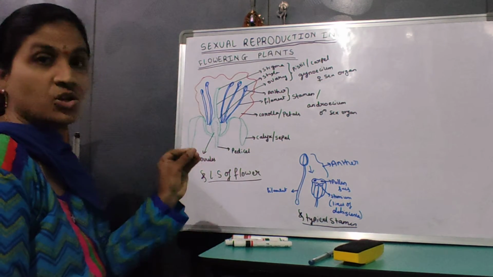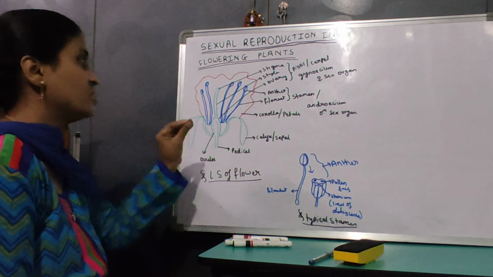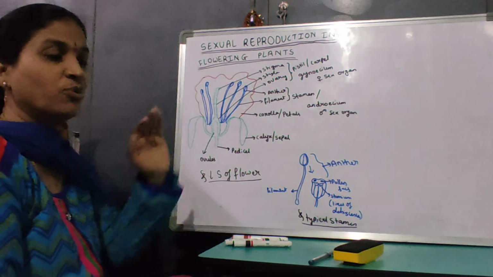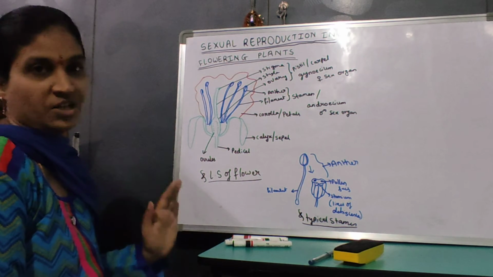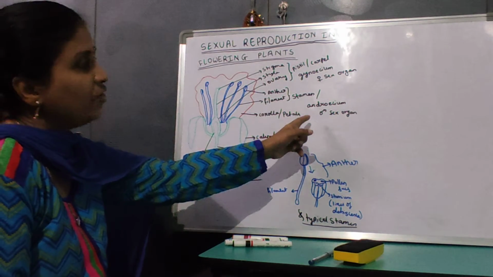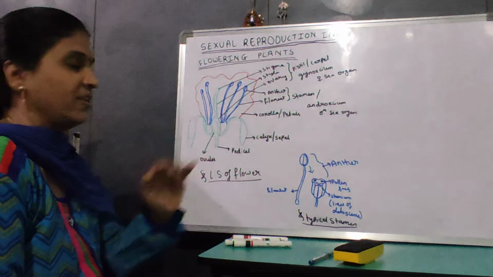The main essential organs, because of which the flower is called the reproductive unit, possess the male sex organ and female sex organ. If both are present, they are called bisexual flowers. If only androecium is present, staminate flowers. If only pistil is present, pistillate flowers.